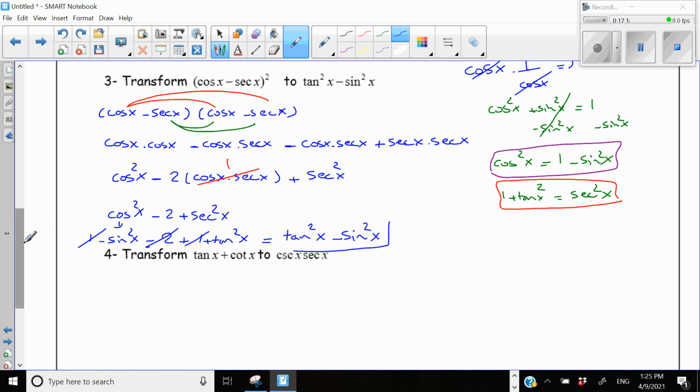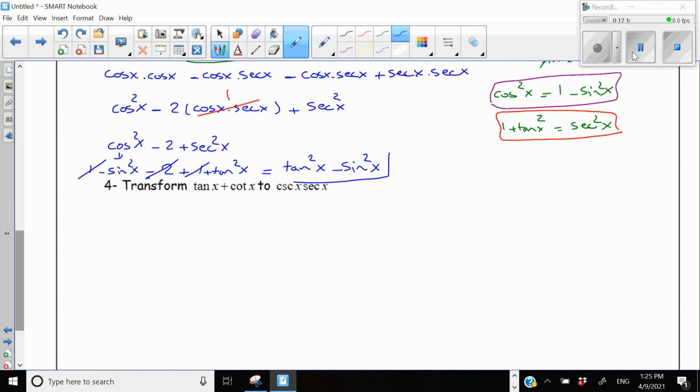Now let's work on the next example that we have here. We have tangent of x plus cotangent of x. We want to change this to cosecant times secant. So let's see, what do we have here? We have tangent of x. We know that tangent is sine of x over cosine of x. And also we know cotangent is cosine of x over sine of x.